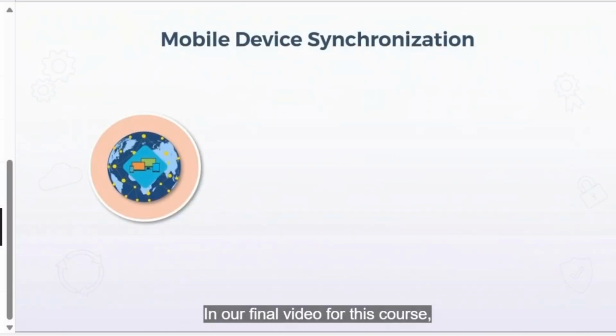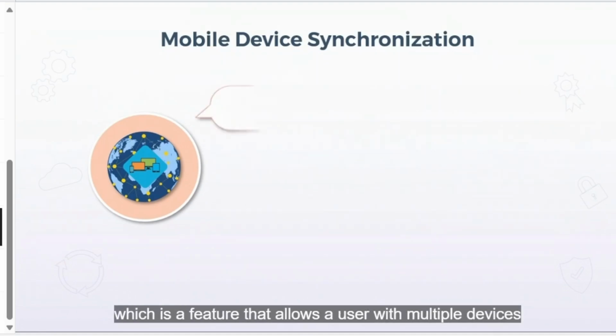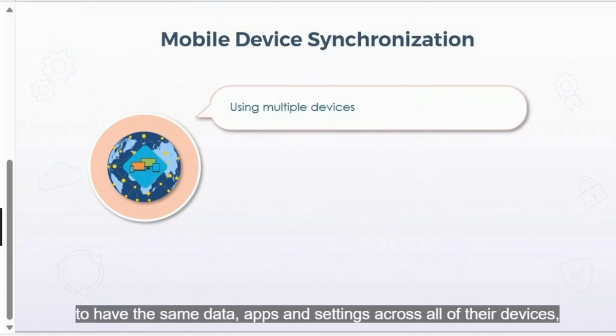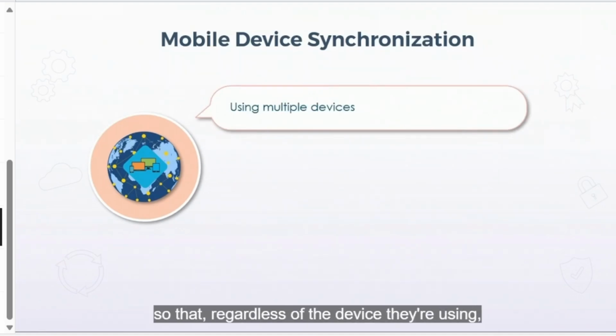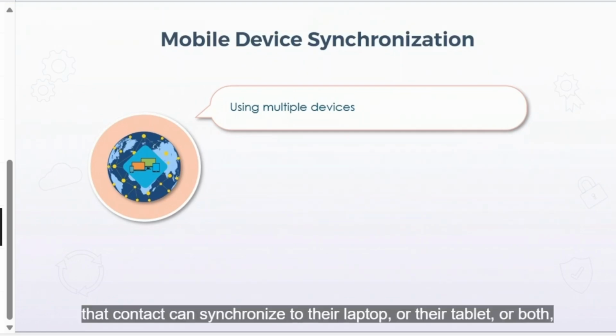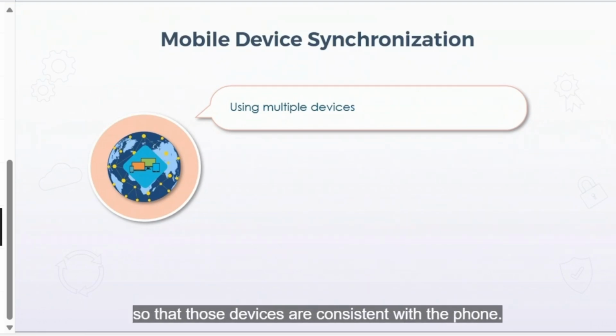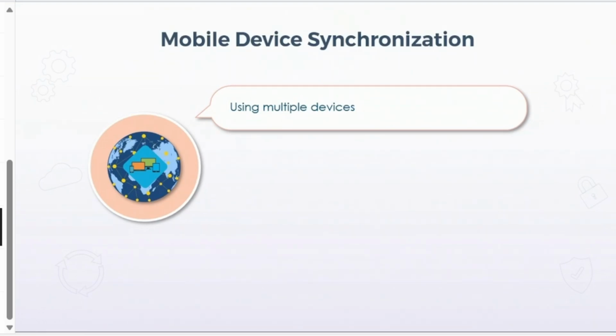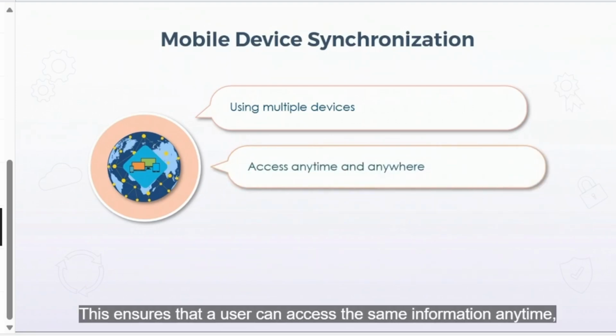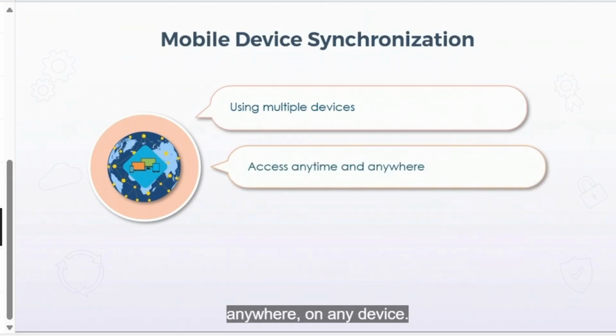In our final video for this course, we'll examine mobile device synchronization, which is a feature that allows a user with multiple devices to have the same data, apps, and settings across all of their devices so that, regardless of the device they're using, their experience is always consistent. For example, if a user goes to a client site and adds a new contact on their mobile phone, that contact can synchronize to their laptop or their tablet or both so that those devices are consistent with the phone. This ensures that a user can access the same information anytime, anywhere, on any device.